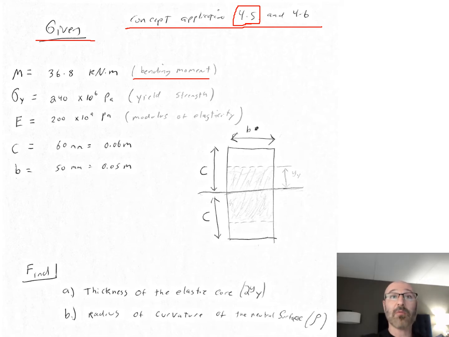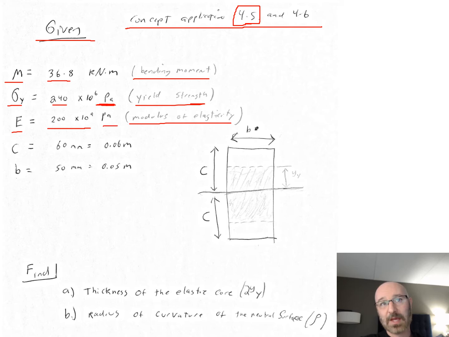This is our bending moment. We're calling it variable M right here. The value is 36.8 kilonewton meters. And then we have our yield strength over here. Sigma sub y is 240 times 10 to the 6. Now notice, I converted this to pascals. Same with our modulus of elasticity, E. This is equal to 200 times 10 to the 9th, in units of pascals.